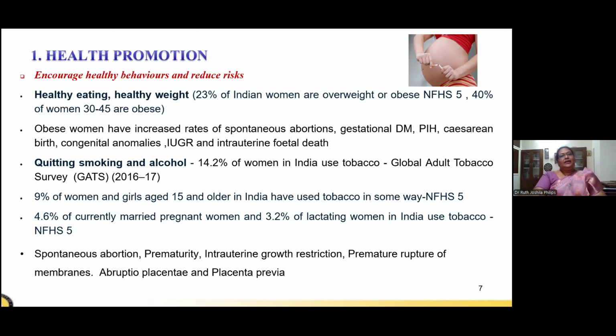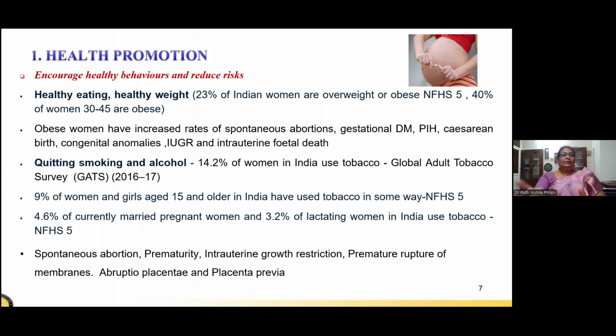So here we encourage the women and the husband as well to maintain a healthy weight by following a healthy lifestyle. And apart from that, quitting smoking and alcohol. Now, all of us may think that this might not be a real big problem in our country, but it is surprising to see that almost 14.2% of Indian women use tobacco, both in smoking and non-smoking form. This is according to the Global Adult Tobacco Survey done in 2016-17.